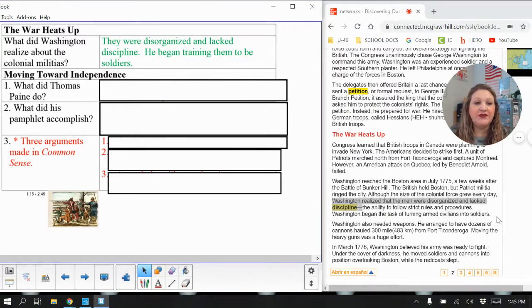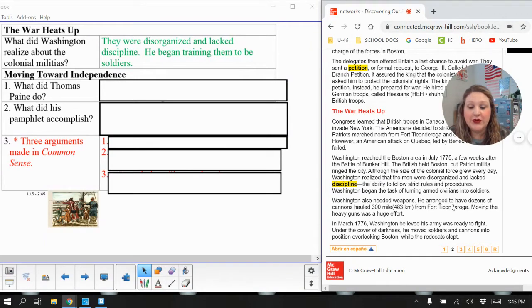As you're writing that, I'm just going to finish out this section under War Heats Up, even though we don't have another question. So Washington also needed weapons. He arranged to have dozens of cannons hauled 300 miles from Fort Ticonderoga. Moving the heavy guns was a huge effort. In March 1776, Washington believed his army was ready to fight. Under the cover of darkness, he moved soldiers and cannons into position overlooking Boston, where the redcoats slept.